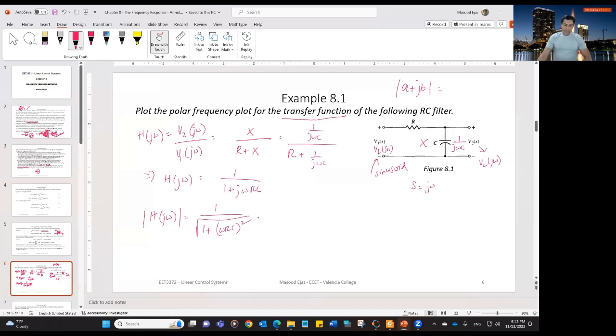A square plus B square, square root of that. A square plus B square, the magnitude of a complex number. If it is given as a fraction, then it is the magnitude of the numerator divided by the magnitude of the denominator. That's the magnitude if the complex number is given in fraction. Guys, please do not forget these things. These are important, easy, and I'm not sure why everyone finds them so hard.